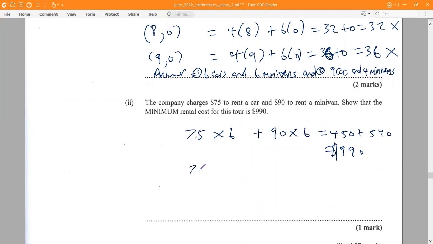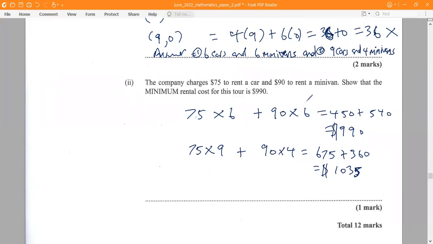9 cars and 4 minivans: 75 times 9 plus 90 times 4. Let us see how that works. 75 times 9, I got 675. And then 90 times 4 is 360. That gives us $1,035. All right, so based on our calculations, this is not the minimum rental cost for the store.